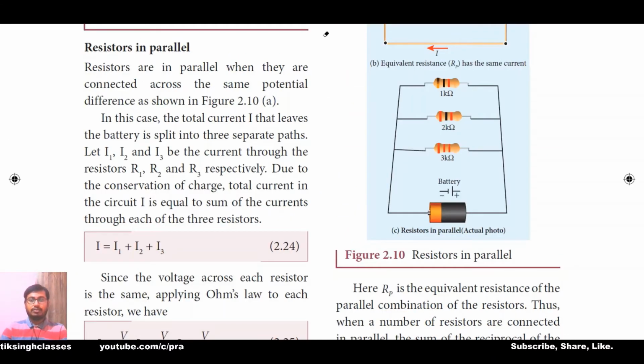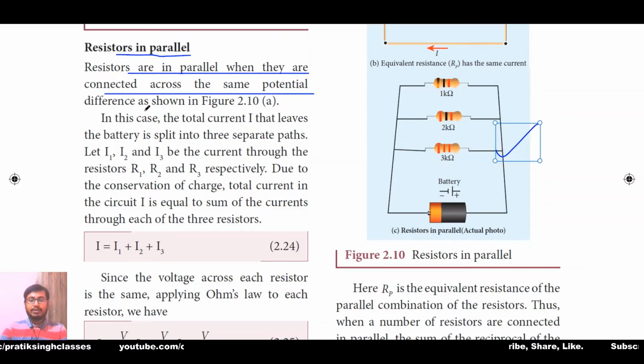Now coming to the second topic, that is resistors in parallel. What is the meaning of parallel? We will see, as given in figure 2.10. Resistors are in parallel when they are connected across the same potential difference, as shown in figure 2.10a. So let us first try to understand figure 2.10a.